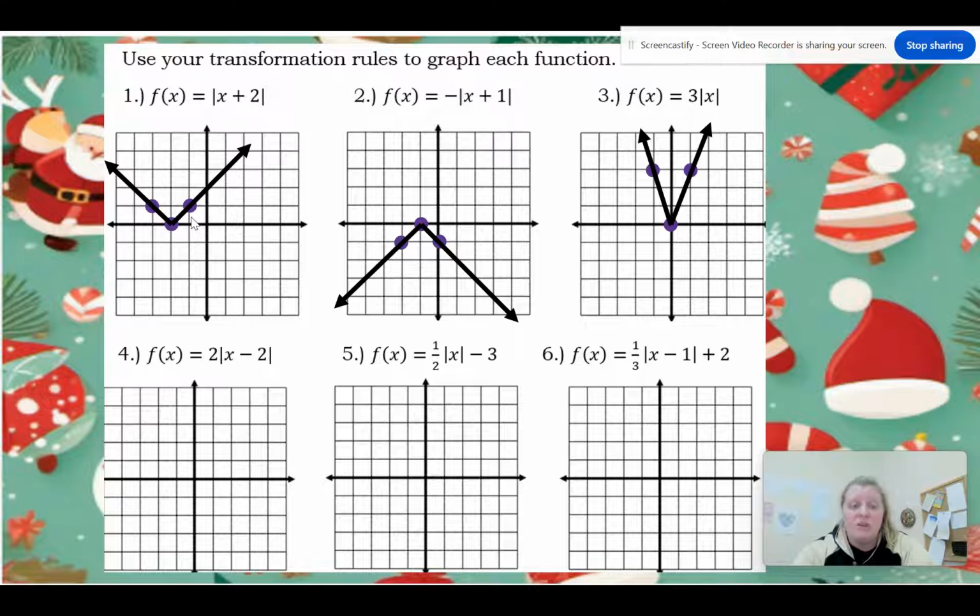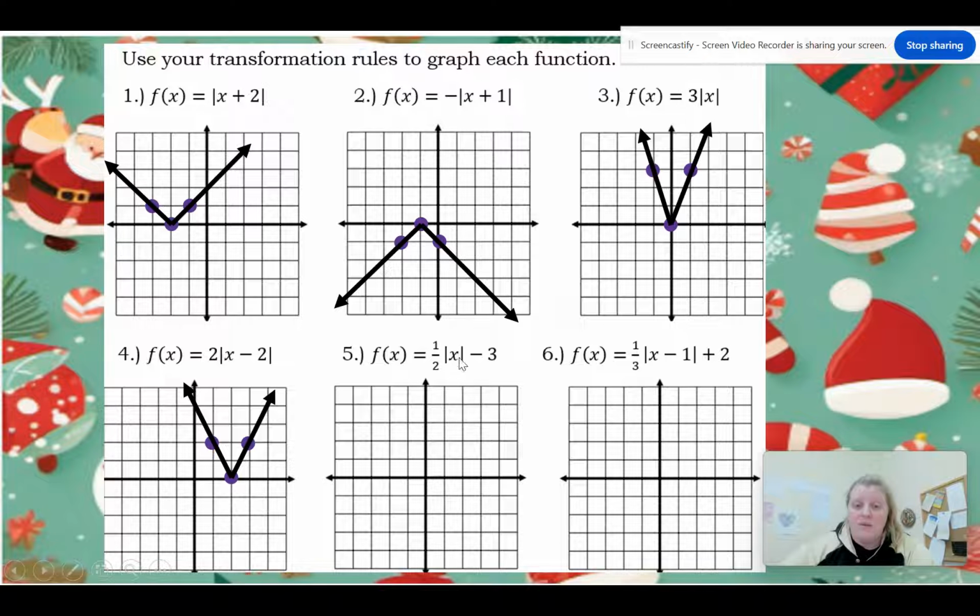All right, number 4, we do have some shifting. You see the -2 inside the bars. That means go to the right 2. And then we're going to count our new slope. It's not 1 anymore. It's not up 1 over 1. It's up 2 over 1. Because we have to vertically stretch it by a factor of 2.